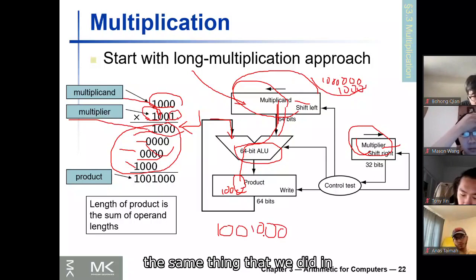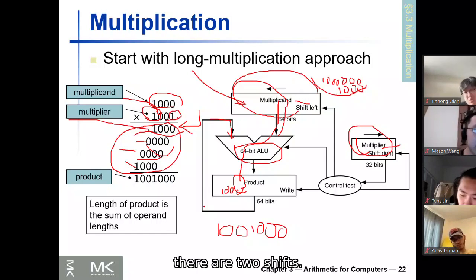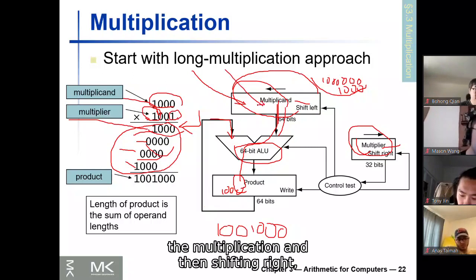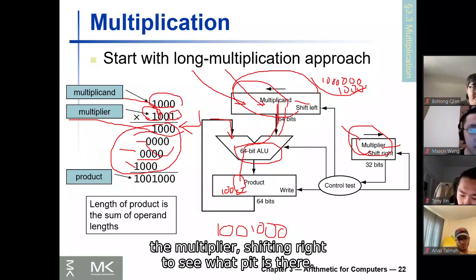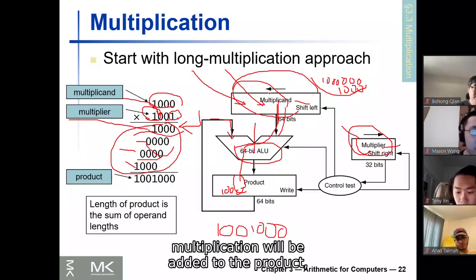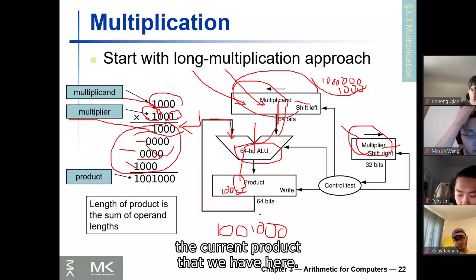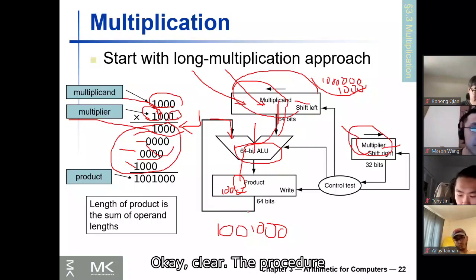The same thing that we did in the pen and paper work. But as you see here, there are two shifts. One is shifting left the multiplicand, and then shifting right the multiplier, to see what bit is there. Is it 0 or 1? If it is 0, then nothing is added. If it is 1, then the multiplicand will be added to the current product that we have here. Okay, clear?